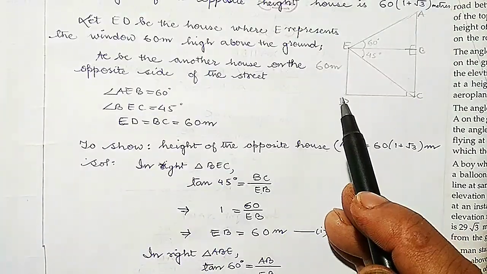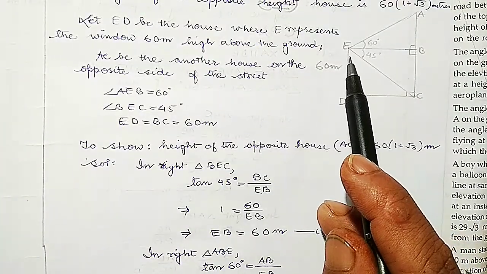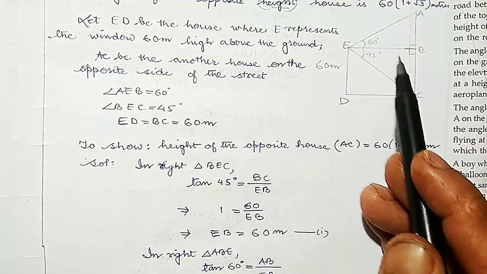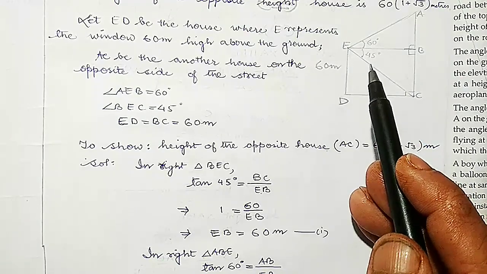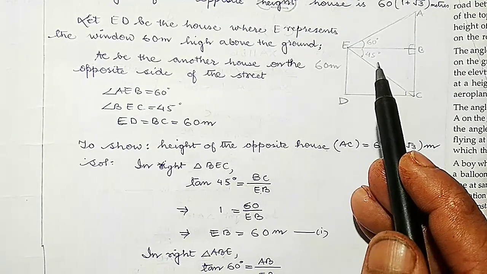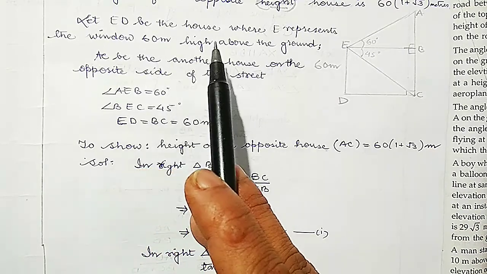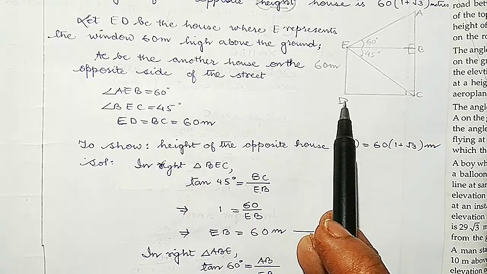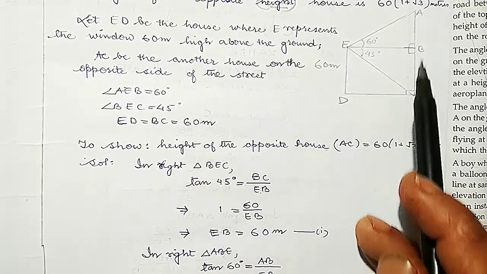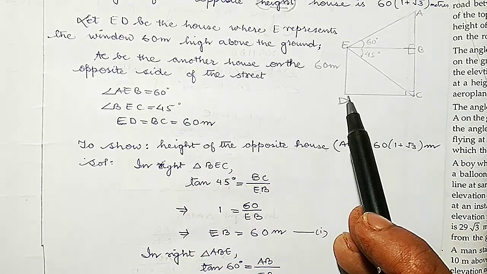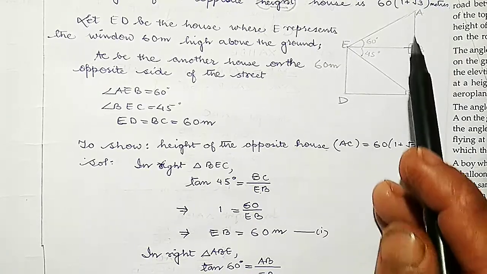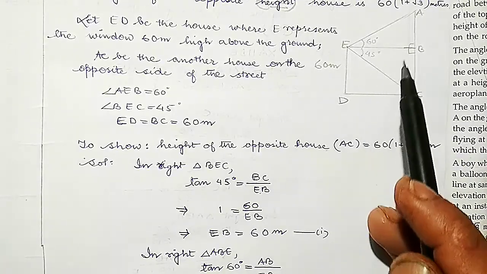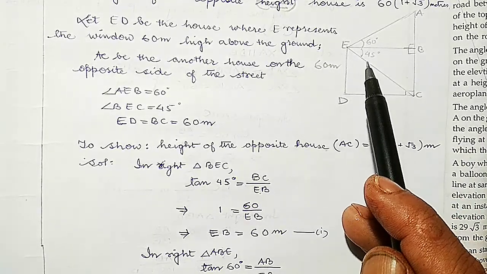Here ED is the house, where E represents the window which is 60 meter high. From this window, if we view another house, then the angle of elevation is 60 degree here and the angle of depression will be 45 degree. So here you have to write, let ED be the house where E represents the window which is 60 meter high above the ground. AC be the another house on the opposite side of the street. So this is the street and this is the opposite house. Here angle AEB equals 60 degree, angle BEC equals 45 degree.